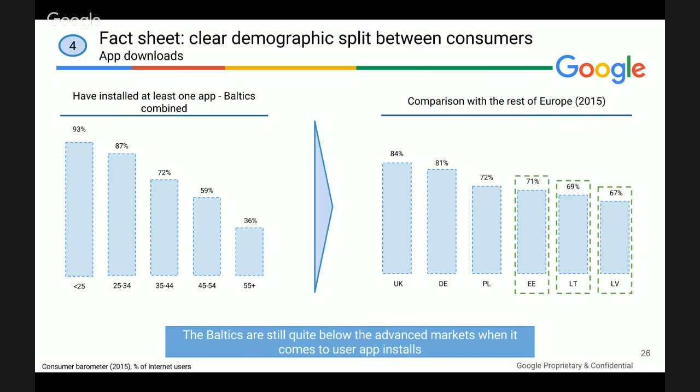And these graphs show you the proportion of internet users who have installed at least one app on their mobile phones. And if we compare with the rest of Europe, this is where the result is a bit worse for the Baltic advertisers, because we're still behind the advanced markets of Western Europe. However, again, the possibilities are in the future, and we believe that with mobile advertising and with smartphone usage, which is boosting up right now, these numbers should go up in the future.